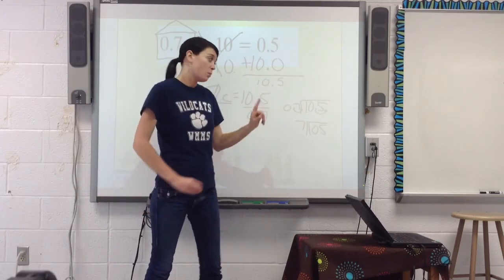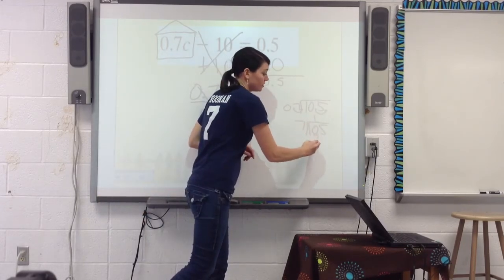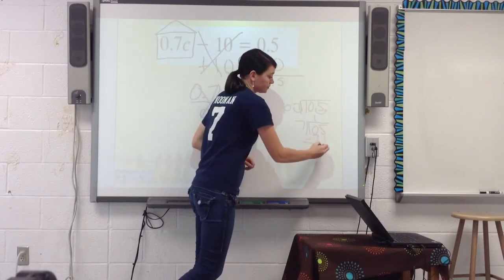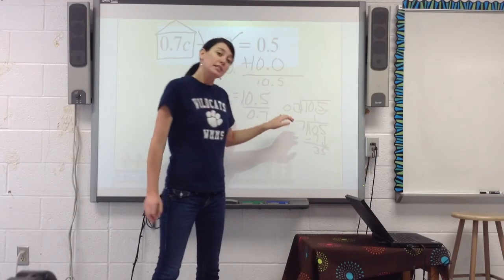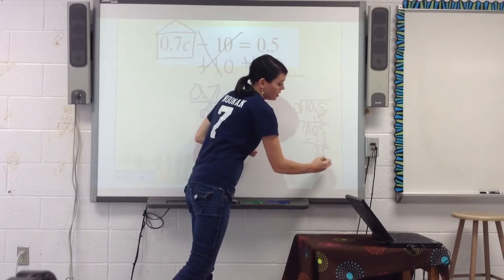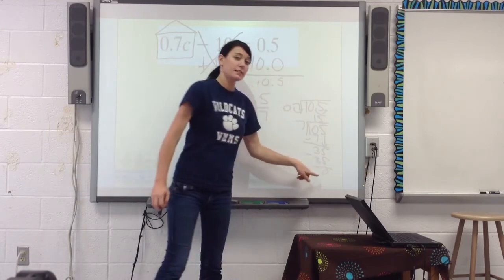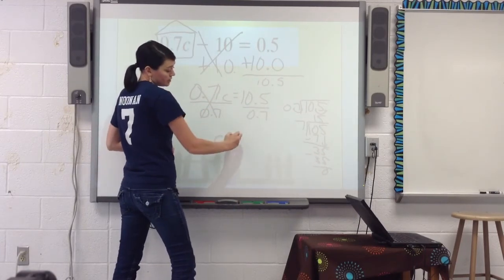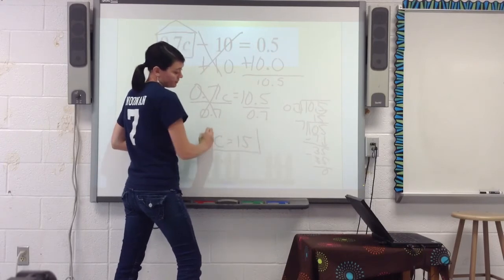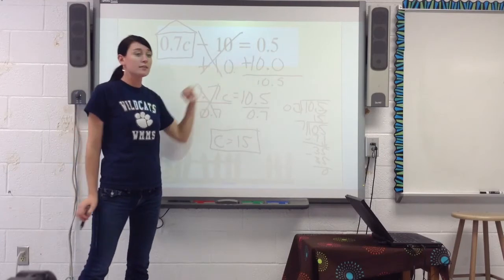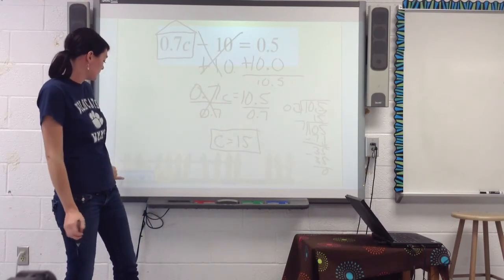7 fits into 10 one time. 7 goes below. 10 minus 7 is 3. Bring down that 5. 7 fits into 35 5 times evenly. So we're going to show that we're done here because we get 0. And our final answer, all we have left here is C equals positive 15. Okay, again, same with decimals. Plug that 15 back in there and see if we get our 5/10.